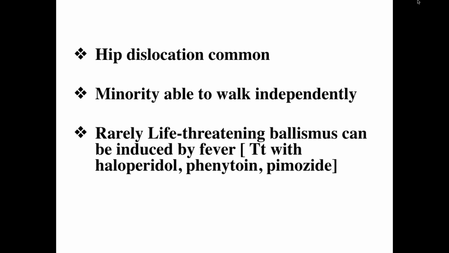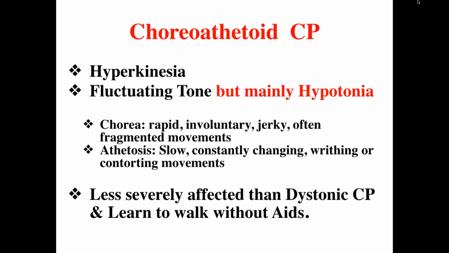So this is the most severe type of cerebral palsy, and only a minority are able to walk independently. Now, choreoathetoid CP is marked by hyperkinesia and mainly hypotonia. I will not go into details of what is chorea and what is athetosis, because you all know that. This is much less severely affected than dystonic CP, and the majority would learn to walk without any aid.